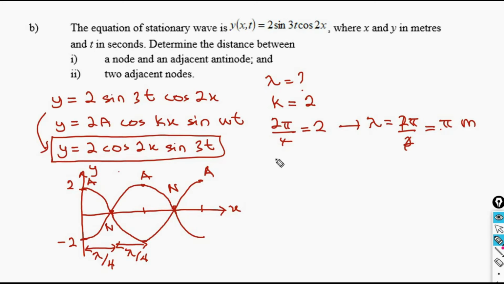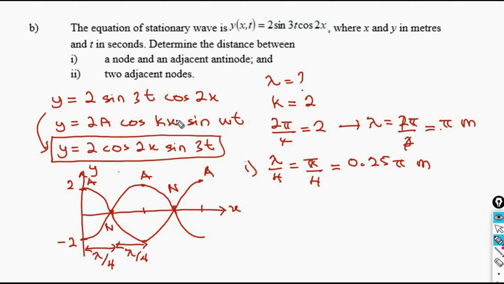Alright, so for number 1 we want lambda over 4. Lambda is pi, so pi over 4, and 1 over 4 means 0.25. So the answer is 0.25 pi meter.